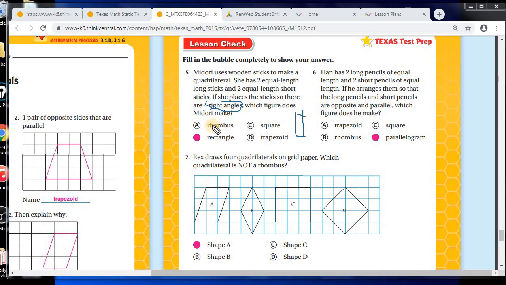Okay? And the rhombus does not have any right angles, neither does the trapezoid. The square does, but the square has all 4 sides equal length. So your answer is a rectangle.